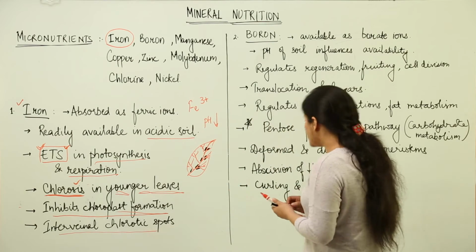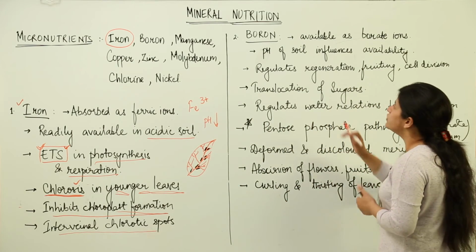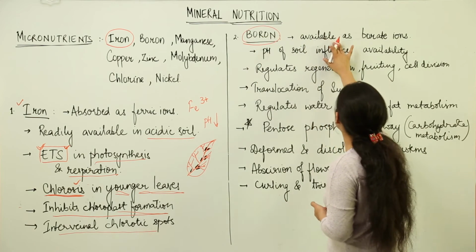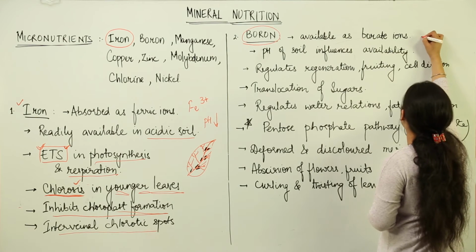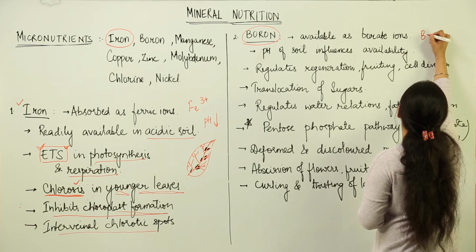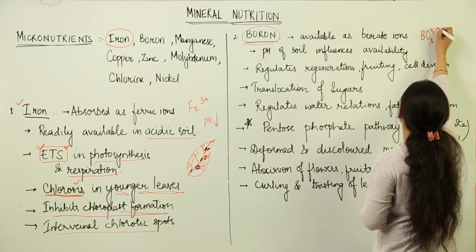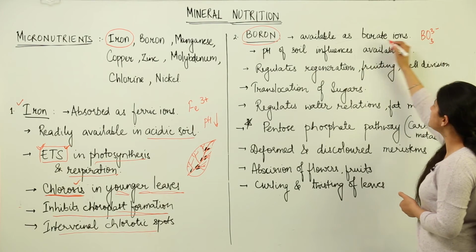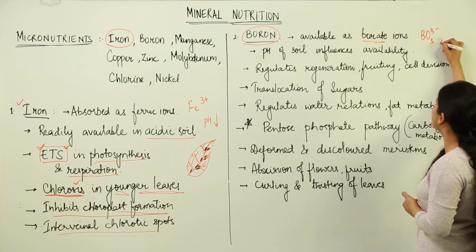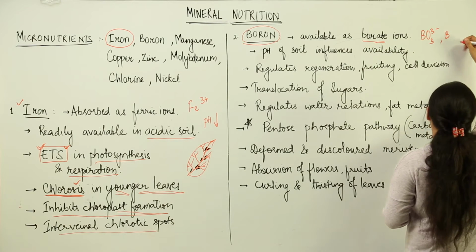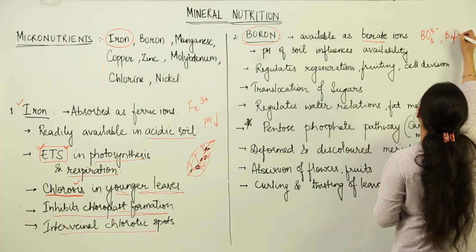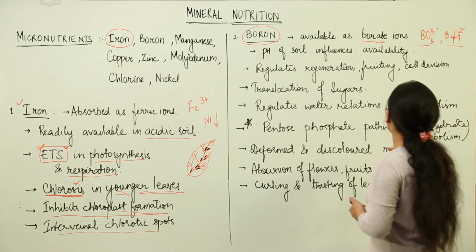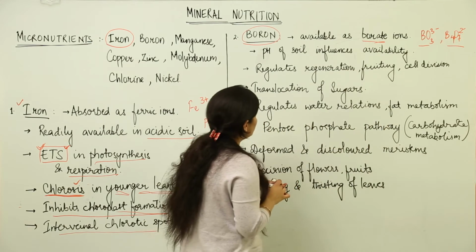Now the next important micronutrient is boron. How is it absorbed? It is available as borate ions in the soil. It would be taken up in the form of borate ions. At times it is also taken up in the form of tetraborate. So tetraborate would be like this. It would be available in these two ionic forms to the plant.